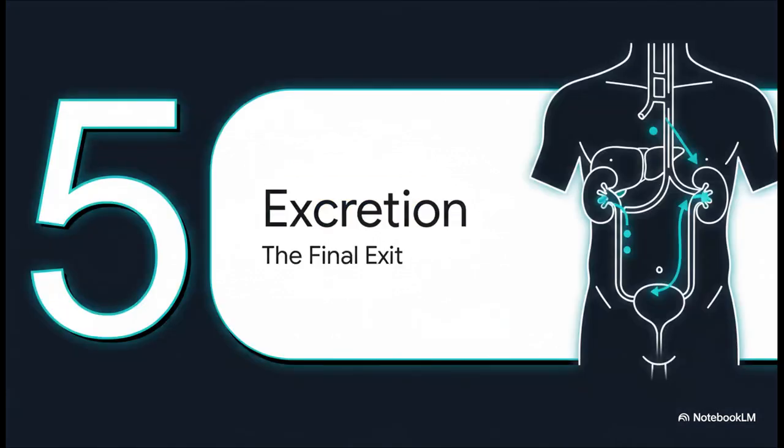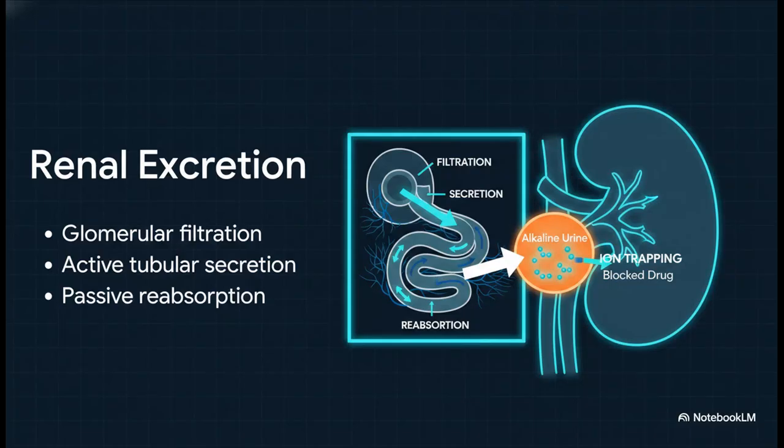Section 5. Excretion, the final exit. We now guide our water-soluble molecule down to the body's great filter, the kidneys. The kidneys have three main mechanisms to get this job done: glomerular filtration, active tubular secretion, and passive tubular reabsorption.